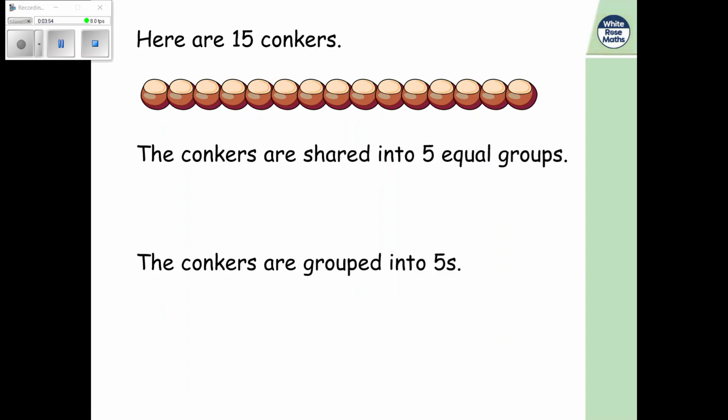So here are 15 conkers. Let's check, shall we? 1, 2, 3, 4, 5, 6, 7, 8, 9, 10, 11, 12, 13, 14, 15. The conkers are shared into 5 equal groups. So we need to group them. Have a little think.